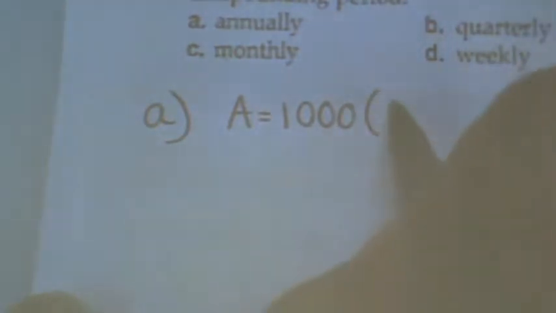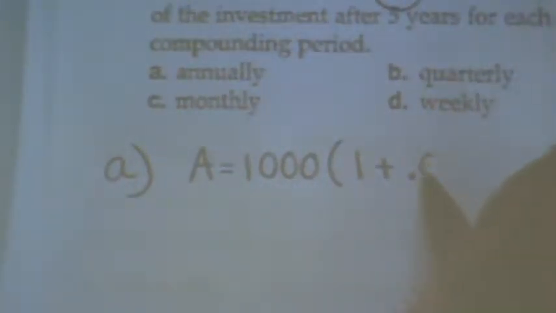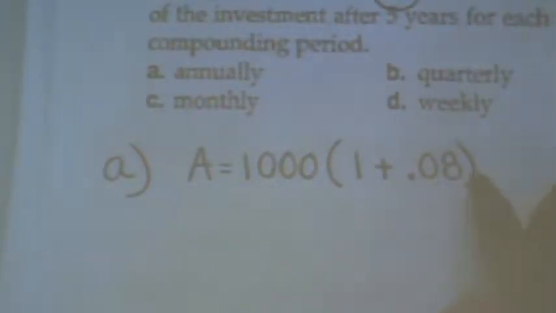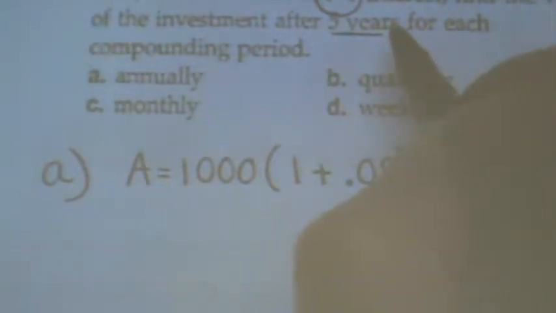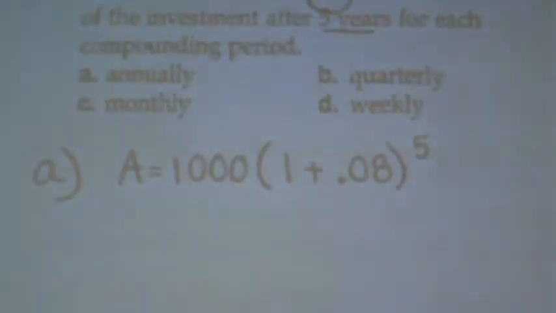So, for letter A, we've got $1,000. The interest rate is 8%, so 0.08. And we want to know after how many years? 5. Tell me what answer you get.